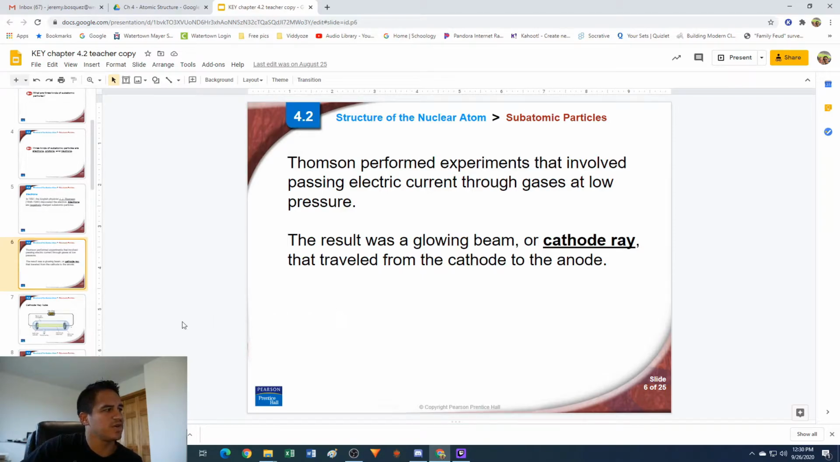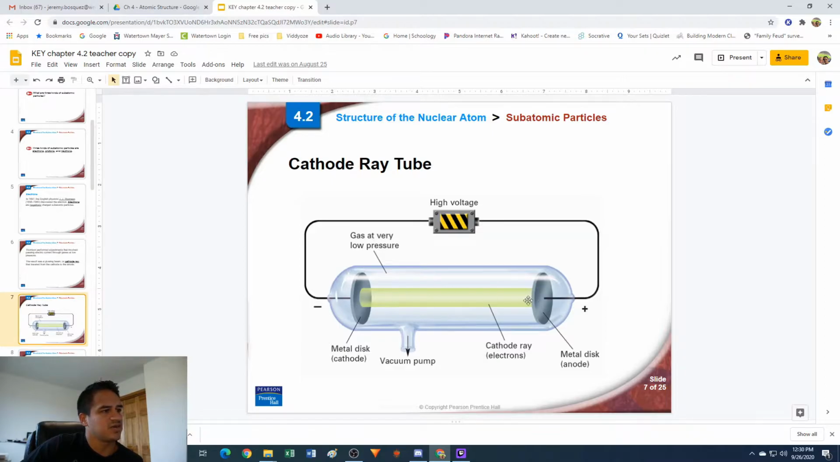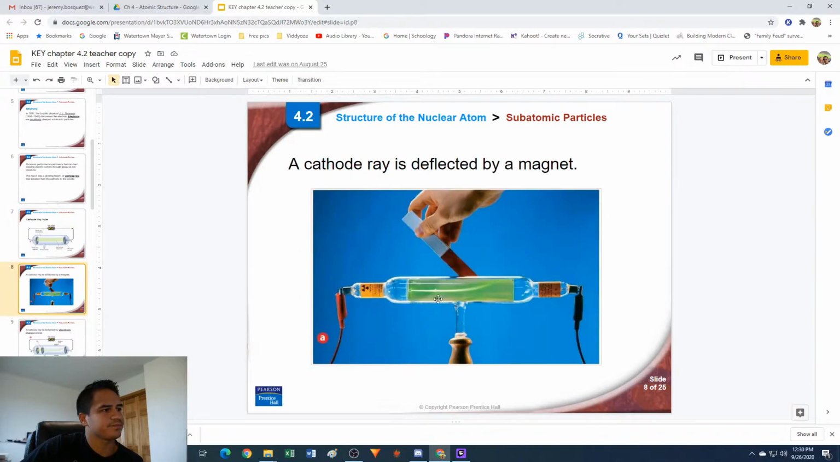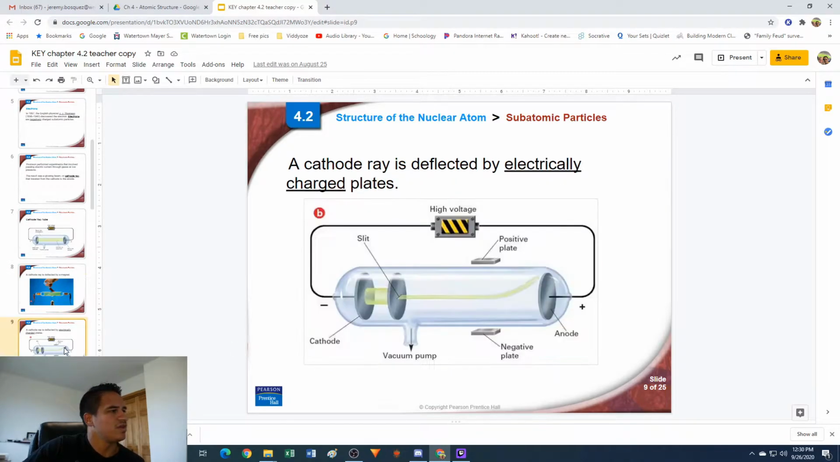And what he would do is, again, produce a glowing beam of light as it goes across the tube. And what he did was he took a magnet and put it on the outside of this cathode ray tube, and he noticed that he could deflect the beam with his magnet. The other thing in particular that he noticed is that the beam was deflected away from the negative plate and towards the positive plate of the magnet. So this experiment to him basically said there's something inside of the atom that has an electric charge on it because I can affect it with a magnetic field.